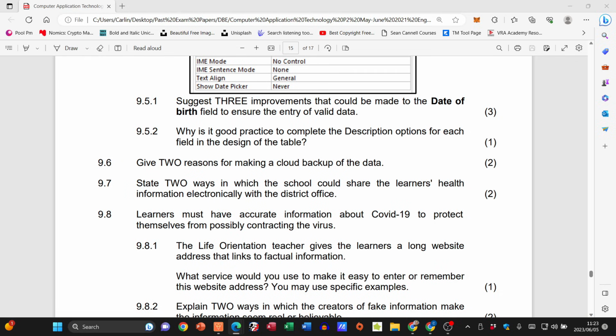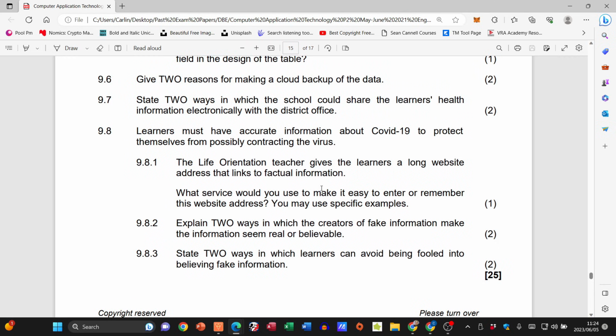Then 9.7: state 2 ways in which the school could share the learner's health information electronically with the district office. Well, you could WhatsApp it. You could email the data. You could SMS the data. You could give them a link via Google Drive or something like that to access the data. Maybe there is an app that's got a central database or something like that. So anything like that would be accepted over here.